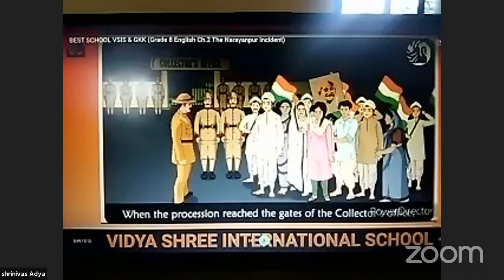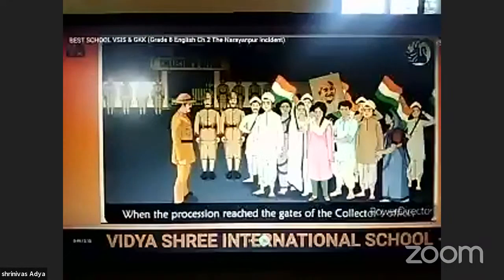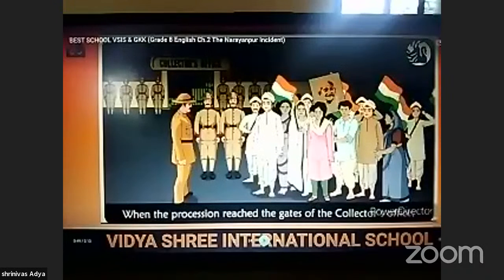Okay, did you get the point? Yes, sir. Remember, this is a 2-mark question for you. What was so unusual and interesting about the procession? Things that were unusual about this procession were, number one, the march went on quietly, silently. Second, no slogans were raised against the British.